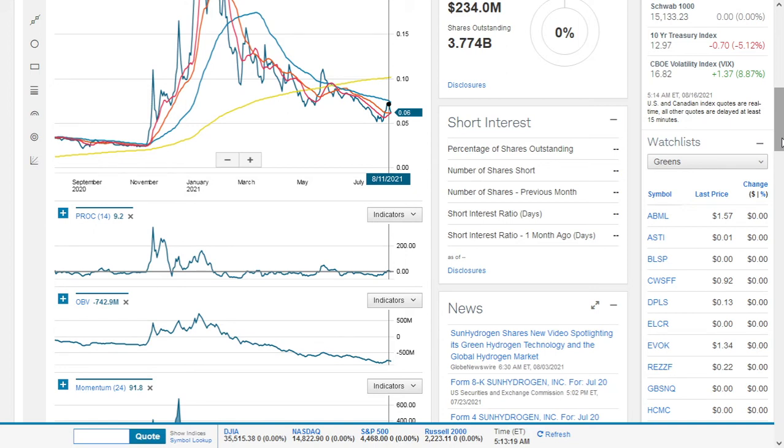But all in all, I think based on the figures of the last 10 trading sessions, we think HYSR stock, SunHydrogen stock, will continue to move sideways as well. I think it will continue to move that way.